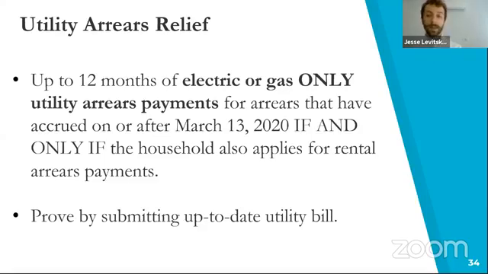Now, ERAP also will pay utilities arrears. Some things to note about that. You can apply for utilities assistance by submitting the most recent utilities bill that shows how much you owe for that utility. They will pay up to 12. No, I believe that's incorrect. It's the same as the rent from March of 2020 to the present. So 17 months of electric or gas only for arrears that have accrued on or after March 13th, 2020, if and only if the household also applies for rent payments. So if you don't owe any rent, but you do owe utilities, you are not eligible for ERAP.